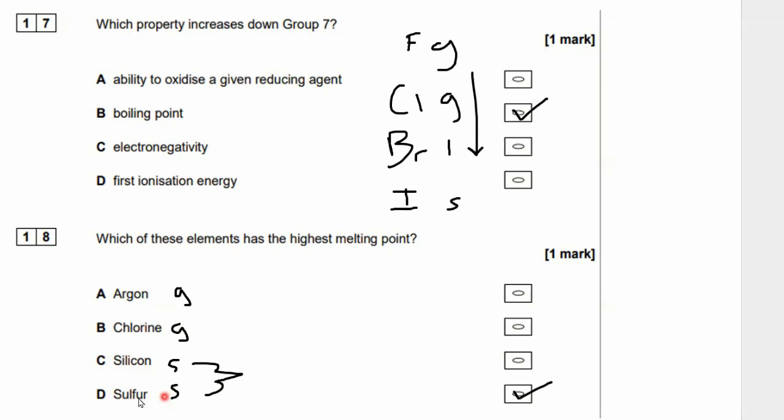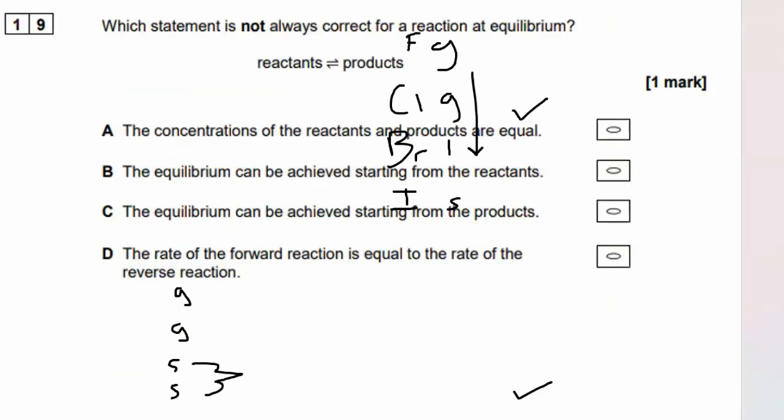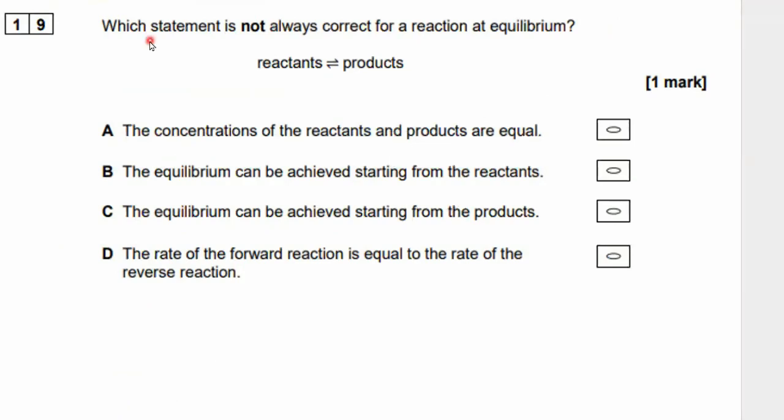Let's move on. So we're into the last few questions now. We're up to question 19 on the multiple choice. So let's check it out. Which statement is not always correct for a reaction at equilibrium? So we've got reactants, reversible symbol, products, which you always get in a closed system at equilibrium. The concentrations of the reactants and products are equal. The equilibrium can be achieved starting from the reactants or starting from the products. The rate of the forward reaction is equal to the rate of the reverse.